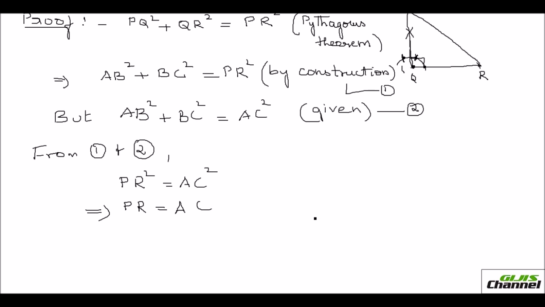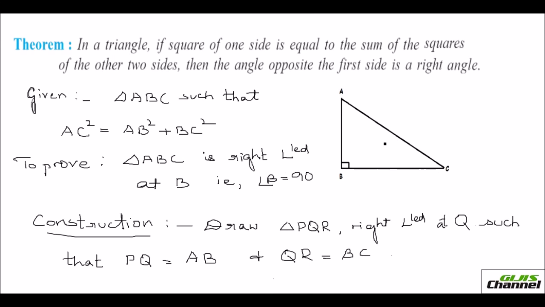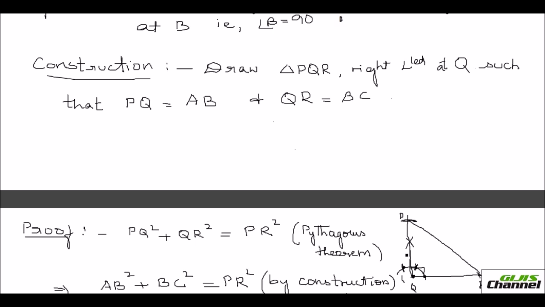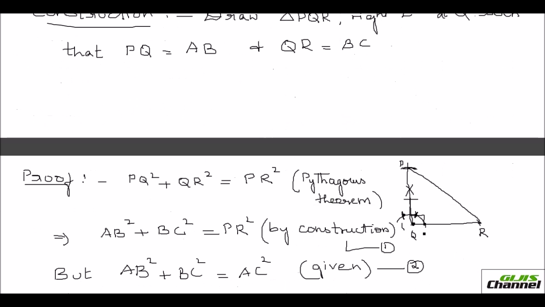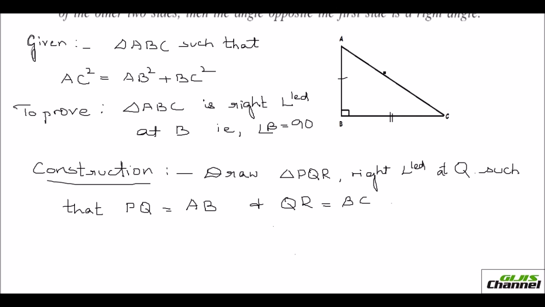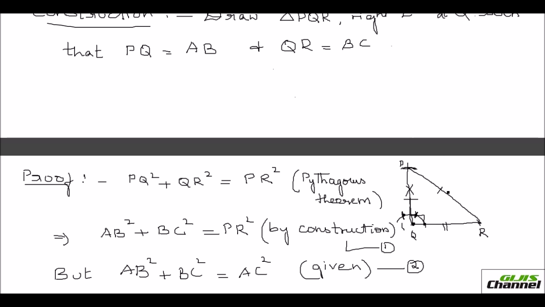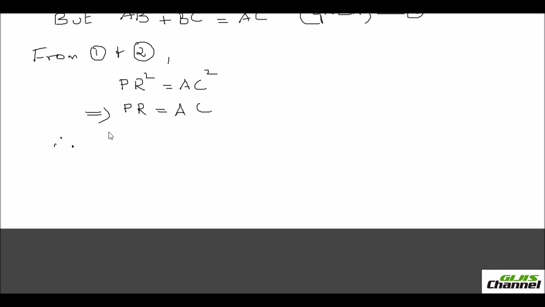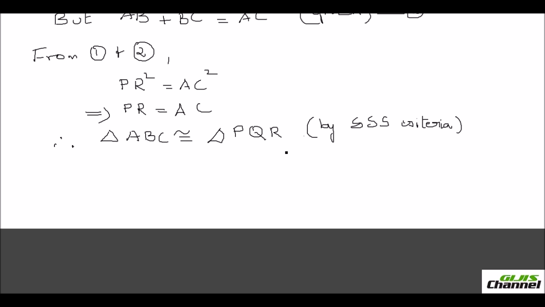So now that you got the third side, the third side's PR and AC same, already your AB is equal to PQ and your BC is equal to QR. That is how we constructed. And now you proved that your AC is also equal to your PR, right? Therefore, you can conclude that triangle ABC is congruent to triangle PQR, okay? This is by SSS criteria. Since these two triangles are congruent, angle B is equal to angle Q, which is equal to 90 degree, okay, by CPCT.